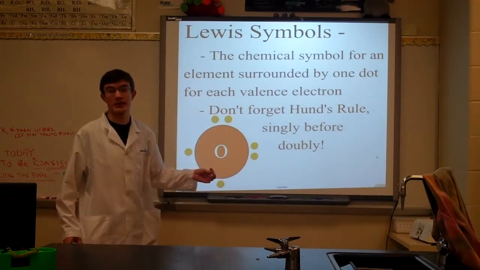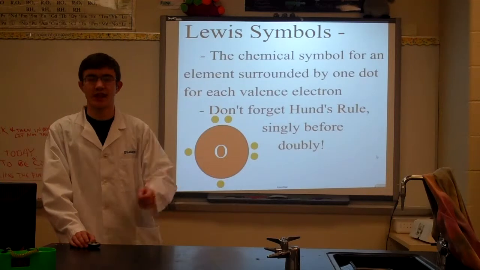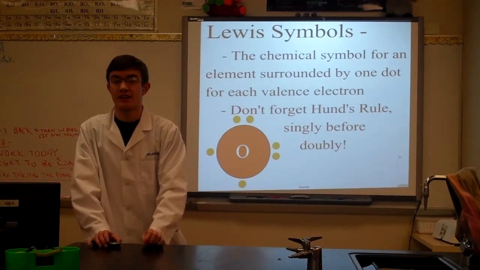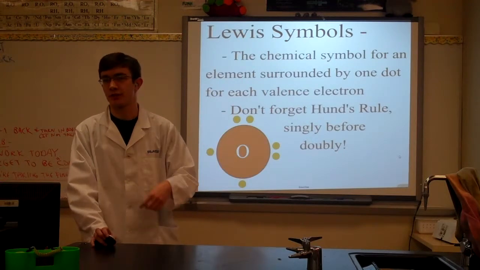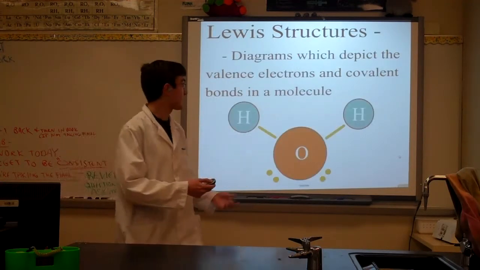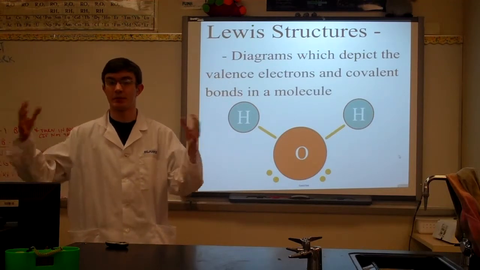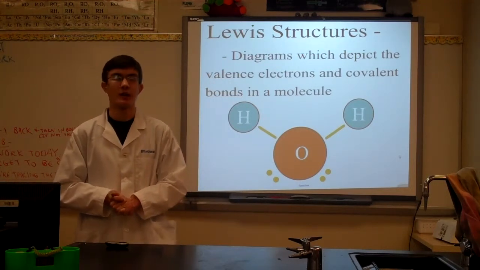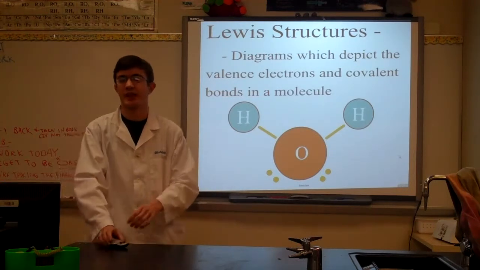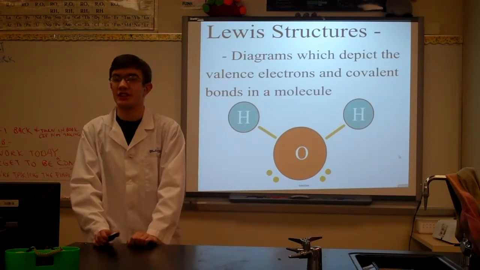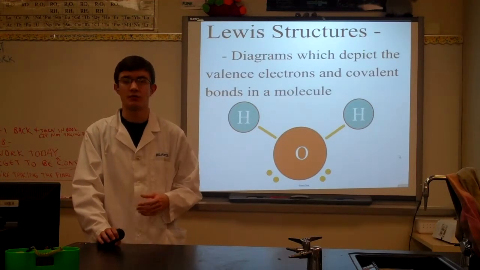The important thing to remember is Hund's rule, singly before doubly. Electrons surround the nucleus in pairs, so we'll have 1 electron before we have 2 electrons in each pair. With Lewis structures, it's pretty much the same thing. It's just Lewis symbols put into one diagram together. When we have the sharing of electrons, covalent bonds, we represent that with a line, which is just 2 electrons bonding 2 electrons together.